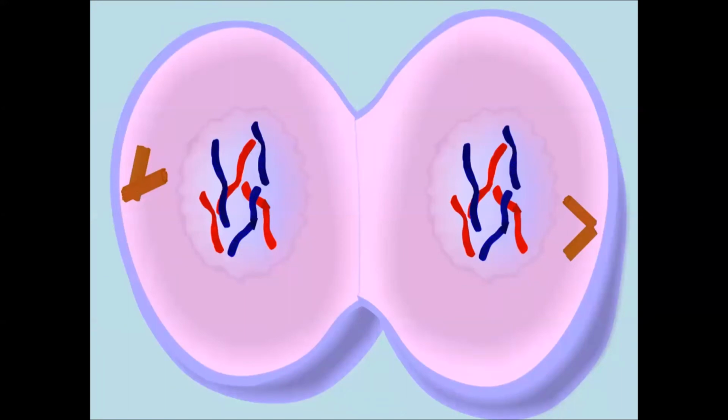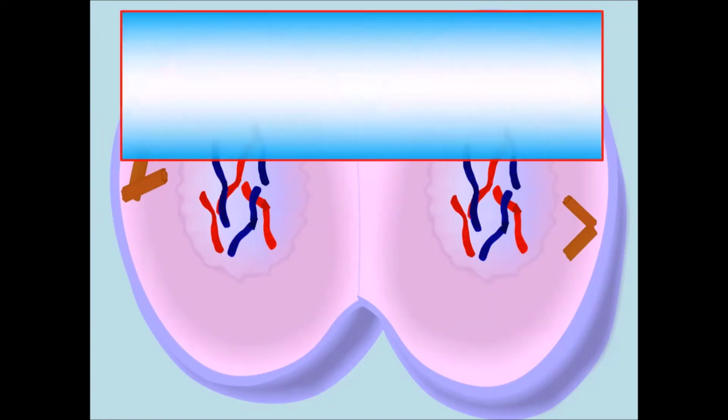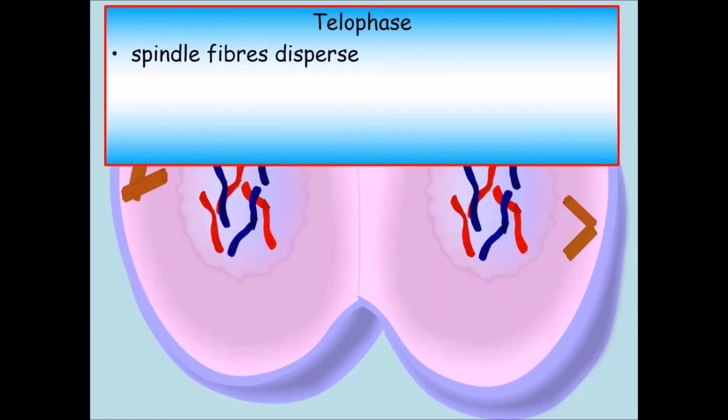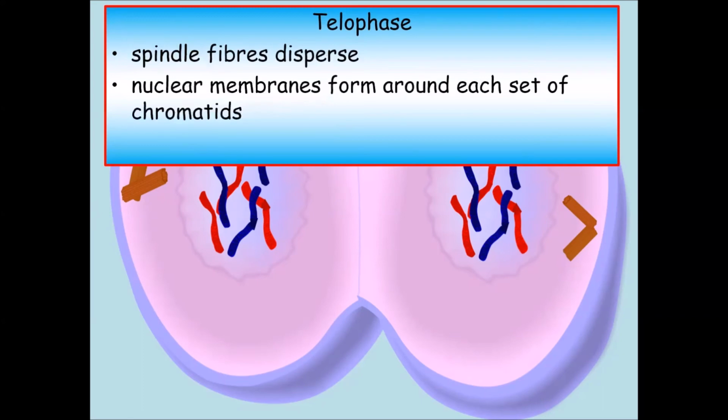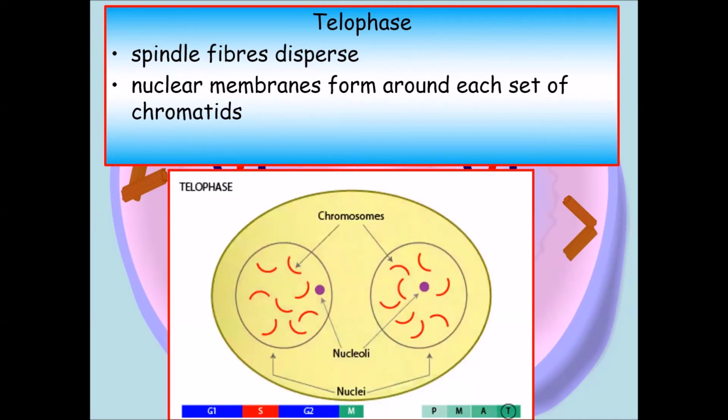So the cell is starting to split apart, but the two nuclei are becoming visible. So the spindle fibers start to break down, they're no longer needed. The nuclear membrane starts to reform about each set of chromatids in each section of the cell, and the nucleolus starts to form again. You can start to see it appearing as it does so.